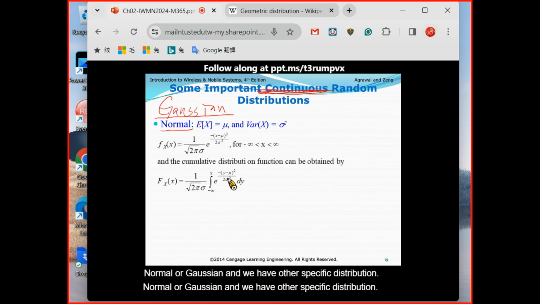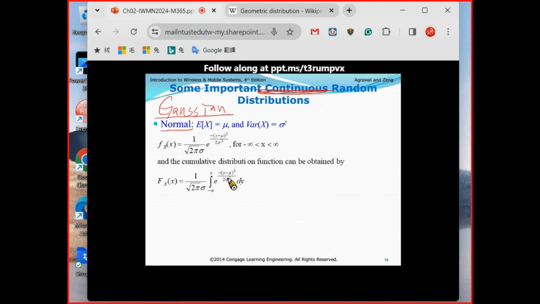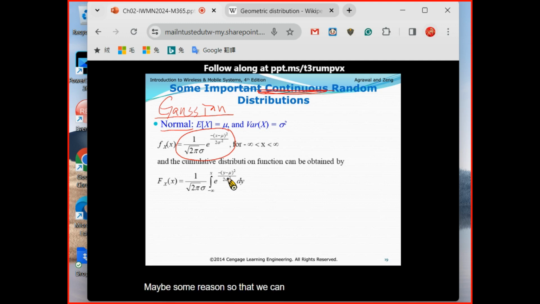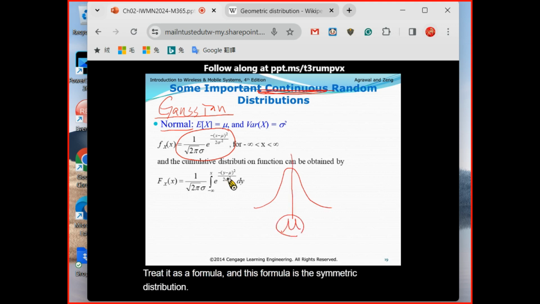To have the story about the normal distribution, maybe there is some reason so that we can reach this. Actually, you can treat it as a formula. And this formula is a symmetric distribution about its mean. So this is the mean, and the spread is controlled by sigma.